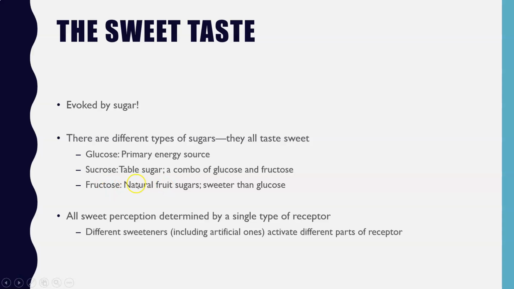And then we have fructose, which is made up of natural fruit sugars and is generally sweeter than glucose. All sweet perception is determined by a single type of receptor. It is a metabotropic receptor. I'm not actually going to show it to you. It's a little terrifying to look at. But different sweeteners, including artificial ones like sucralose or aspartame, activate different parts of the receptor, but they all work on the same type of receptor, producing that sweet taste.